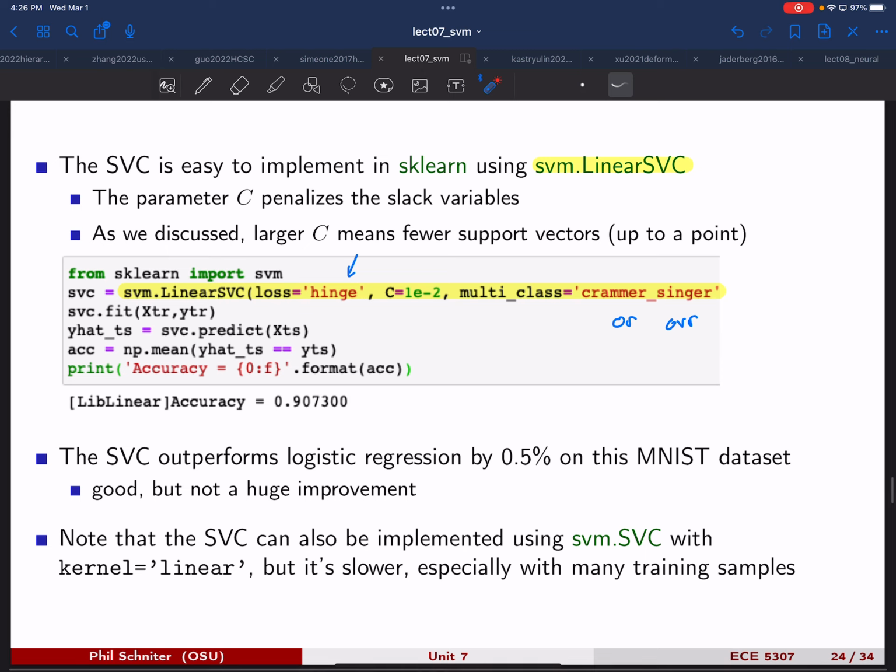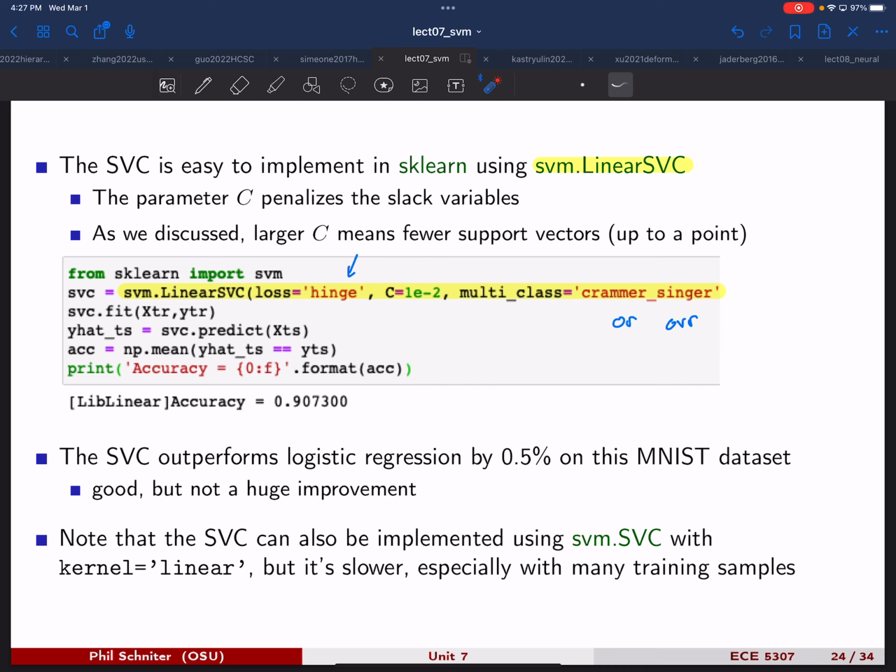So I just wanted to see how well we could do on MNIST with the best loss, hinge, and the best training, Crammer-Singer, to see if we would in fact do better than our multinomial logistic regression, which is what we tried last time. And it turns out the accuracy we get is 90.7%, which does outperform logistic regression by 0.5%. So what do you think? Is that exciting or not so exciting? What's your feeling?